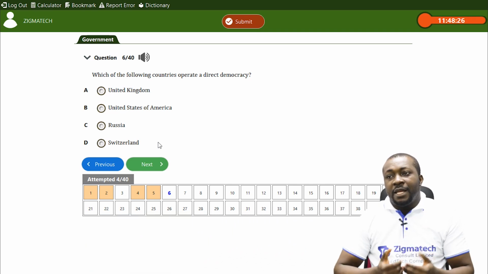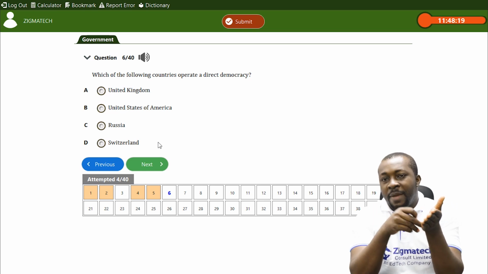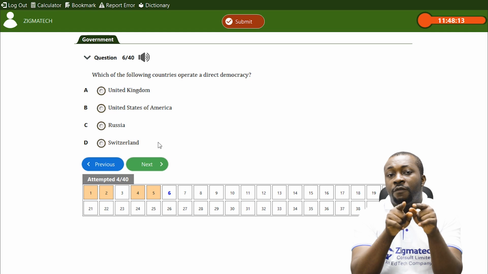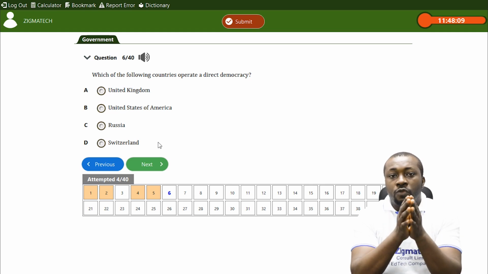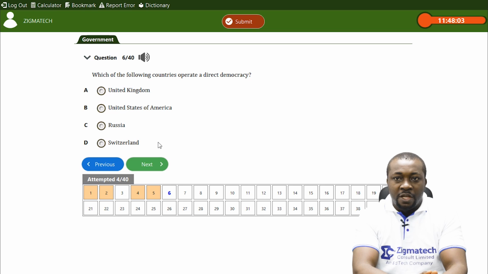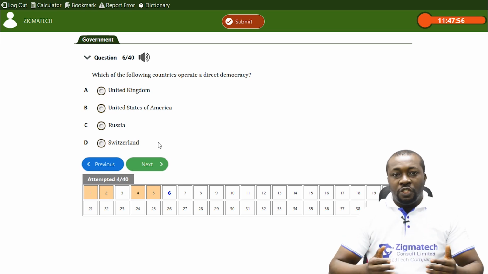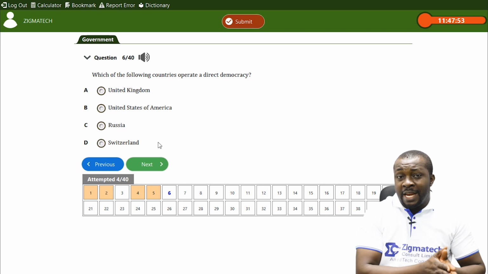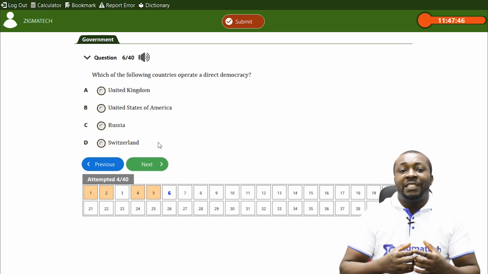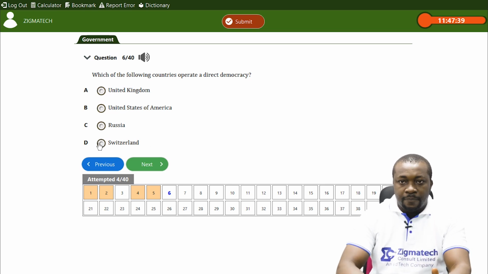It has a direct democracy in the sense that the people elect their representatives, and they still play a role in lawmaking. The people can question their elected representatives on the laws they have made and call for a repeal of that law. The people can also, through a referendum, decide on matters that affect them, or even decide on a law to be made. So it is only Switzerland that gives its people the opportunity to participate directly, apart from voting in an election and having a government that represents them. After election, they still have a forum through which citizens participate directly in governance, especially in lawmaking. So it is Switzerland that is the answer.